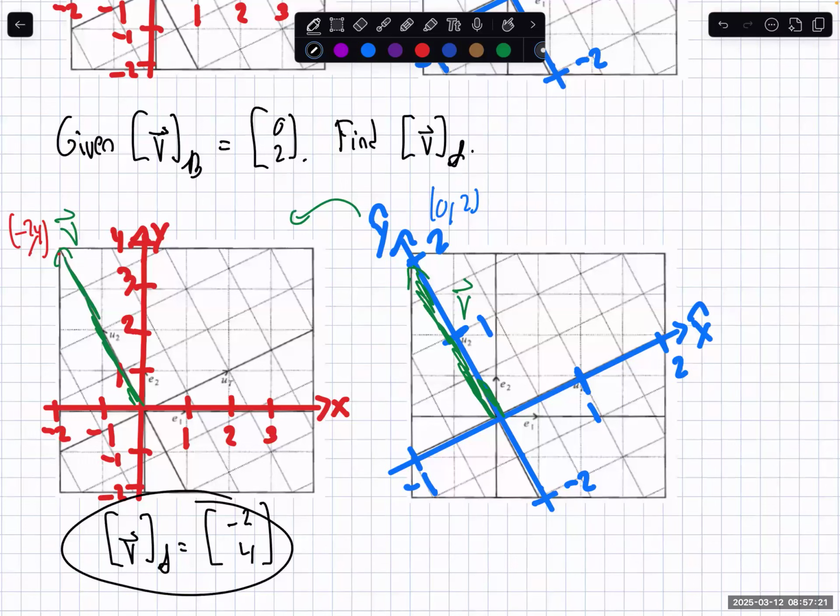Okay, so you get the idea. The vector is floating out there as an arrow. If you want to describe the arrow to somebody, you have to do it relative to a coordinate system. And here we're talking about alternative coordinate systems.